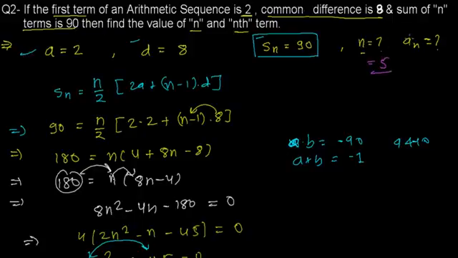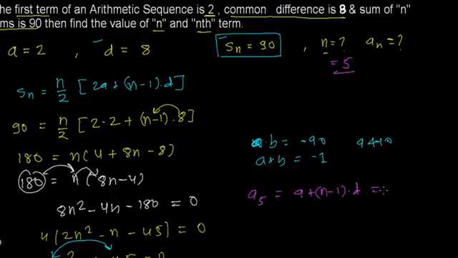Okay, then let's find the nth term. It means a5 we need to find out. What is the fifth term? From the general term formula, that's a plus (n minus 1) times d, or if you are well learned, you can simply write a plus 4d, because whenever you write the nth term, it becomes n minus 1. So if you're writing the fifth term, it will be 4 times d.